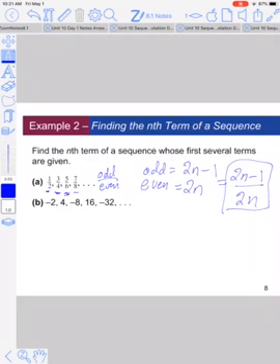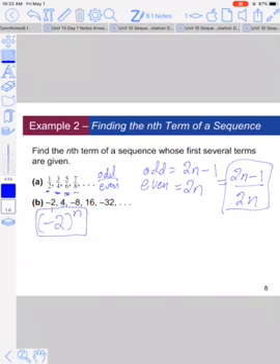If I look at it, I'm going, well, I have negative 2, and I'm going to say to the nth power. That right there would work, because negative 2 to the 1 is negative 2. Negative 2 squared is 4. Negative 2 to the third is negative 8. Negative 2 to the fourth is 16. Negative 2 to the fifth is negative 32. Negative 2 to the nth.